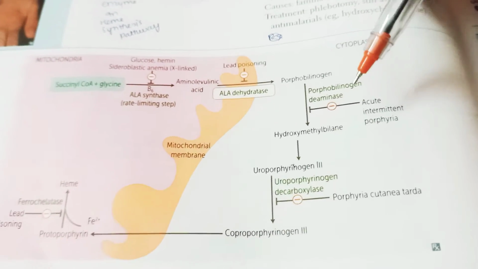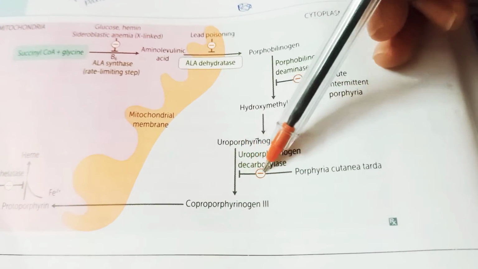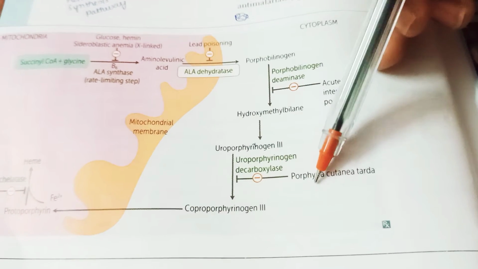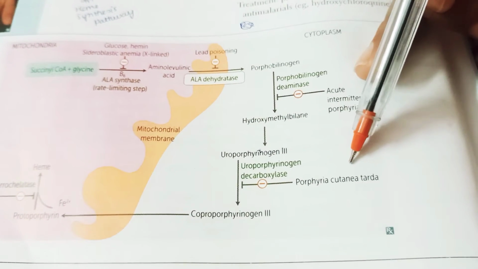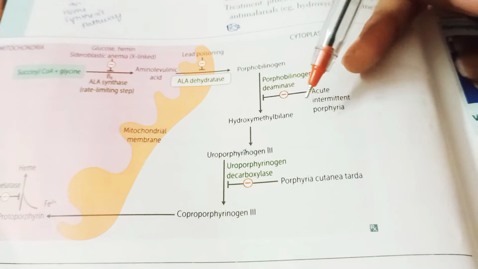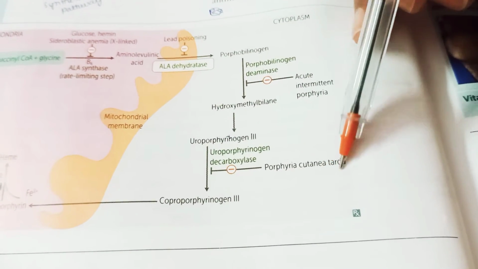Next, coming to porphyria cutanea tarda. So here uroporphyrinogen decarboxylase is inhibited. This is the most common porphyria. So we discussed 3 types of porphyria. That is lead poisoning is related to this, and also acute intermittent porphyria, porphyria cutanea tarda. Porphyria cutanea tarda is the most common porphyria.